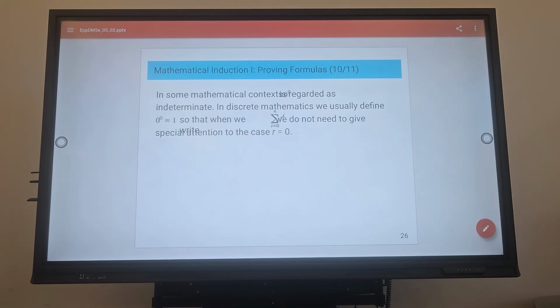In some mathematical contexts, 0 to the 0 is regarded as indeterminate. In discrete mathematics, we usually define 0 to the 0th power as 1. So that when we do the summation from i equals 0 to n of r to the i, we do not give special attention to the case of r equals 0.